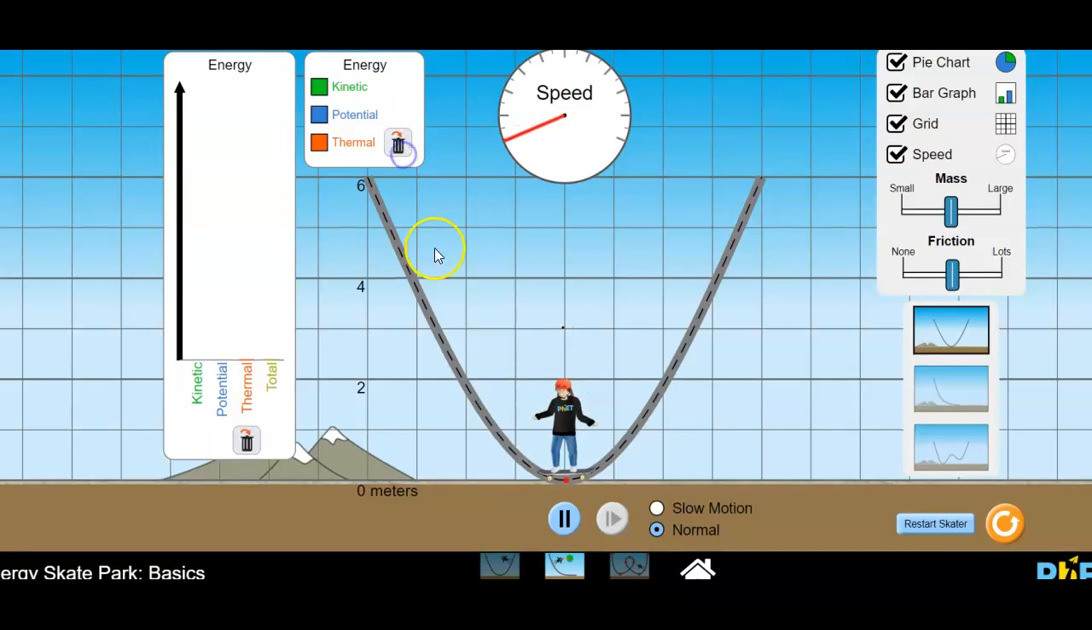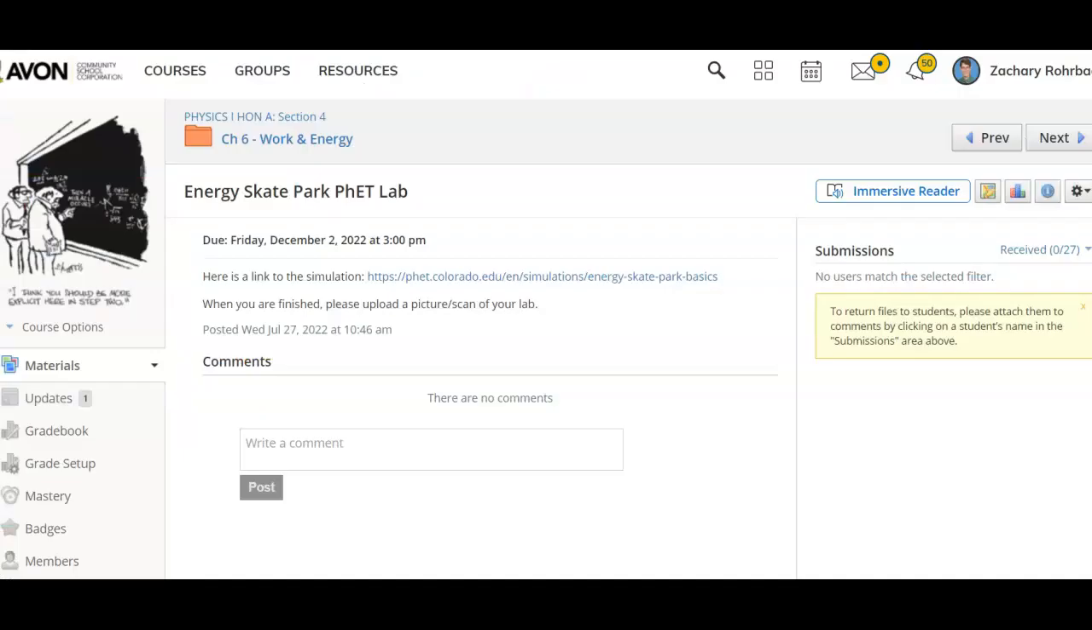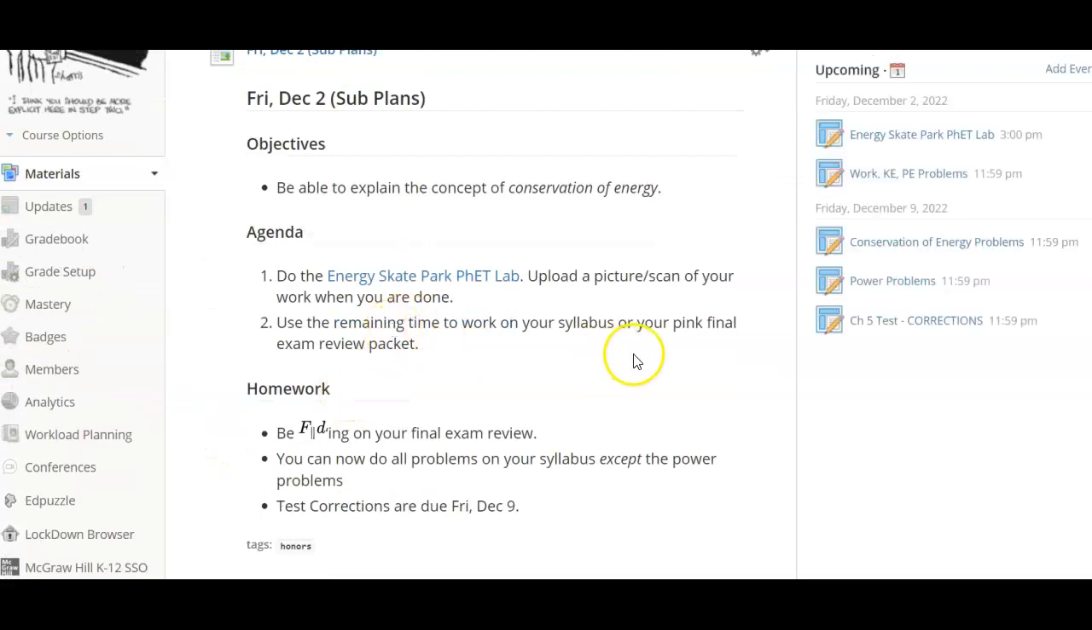So I'm going to ask you to do that assignment, that worksheet that the sub has for you, and when you're finished, you can just scan a picture from your phone and upload it here just like you usually do for your homework. And then when you are finished, you've got your syllabus you can work on, and then you've got your final exam review packet.